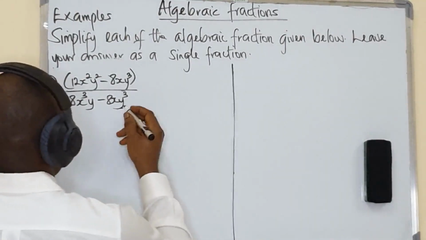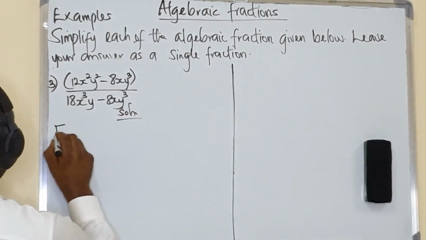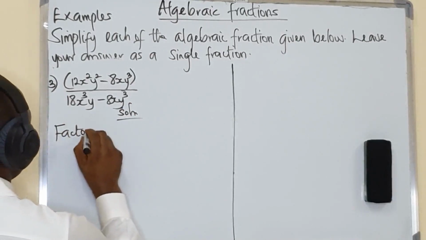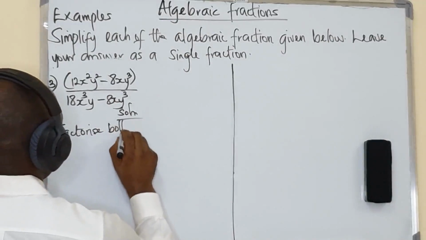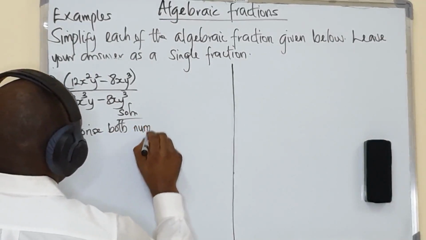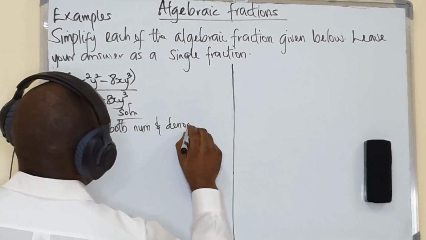So the very first thing I'm going to do as part of my solution is to factorize both the numerator and the denominator. Factorize both numerator, I'll just write it as NUM, and denominator. That is the very first thing I'm going to do.